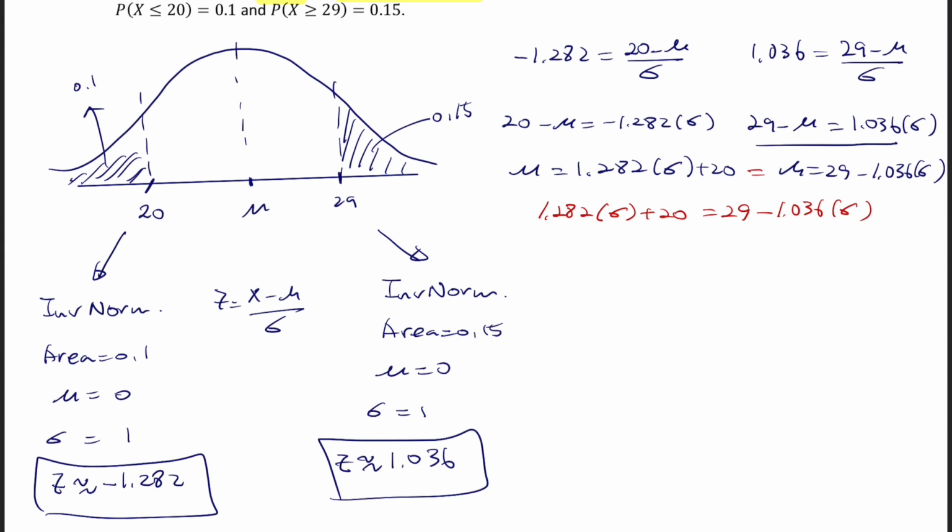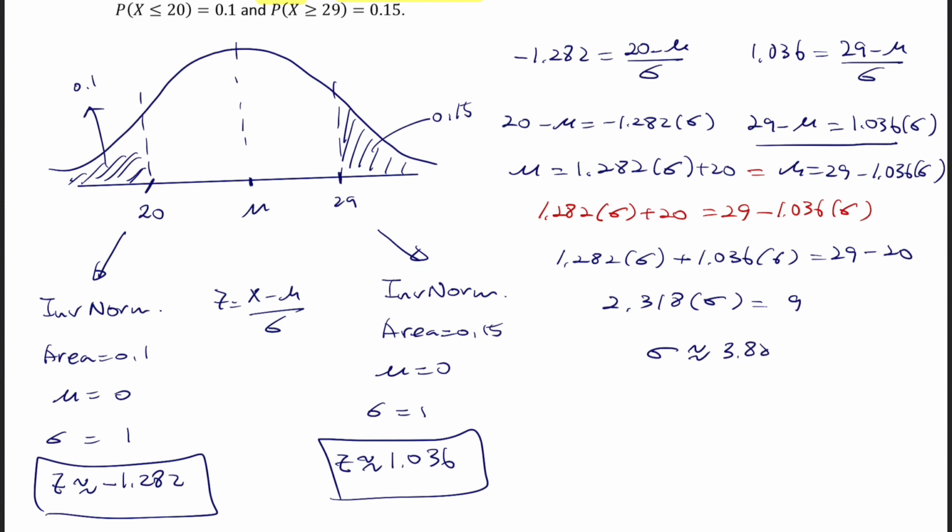Then this is the same as 1.282 times standard deviation plus 1.036 times standard deviation equals 29 minus 20. And this can be simplified into 2.318 times standard deviation equals 9. Then we can say that the standard deviation is approximately equal to 3.88.